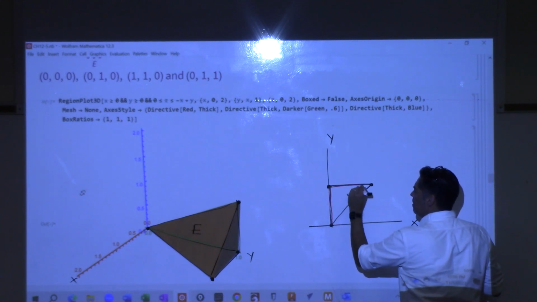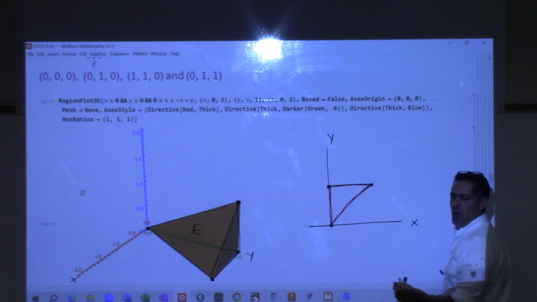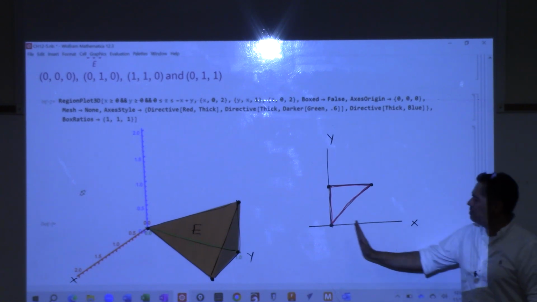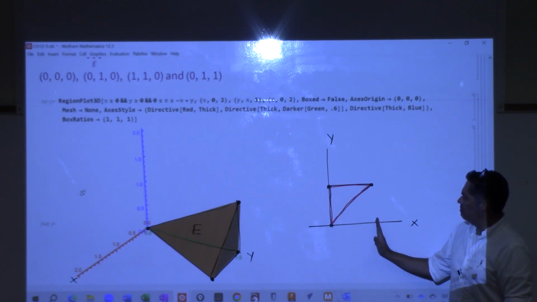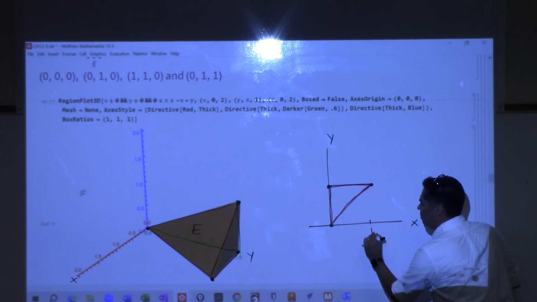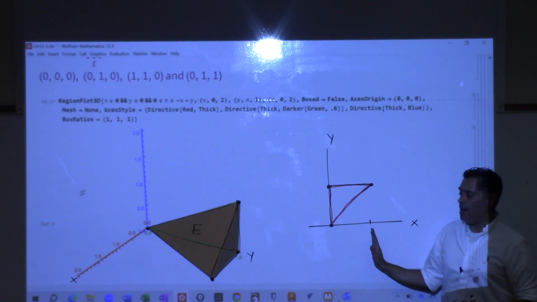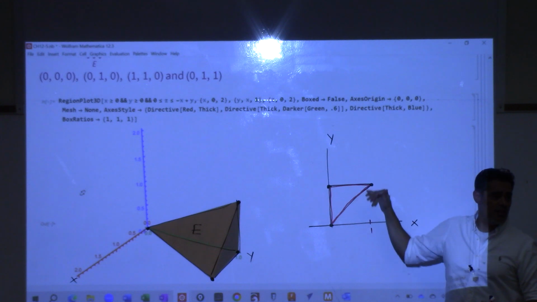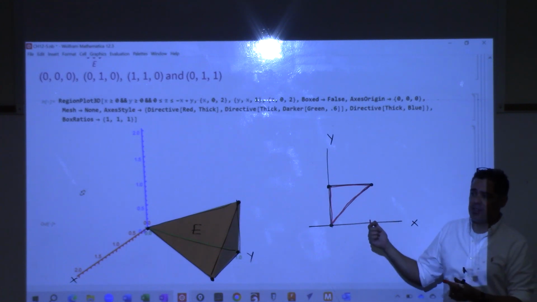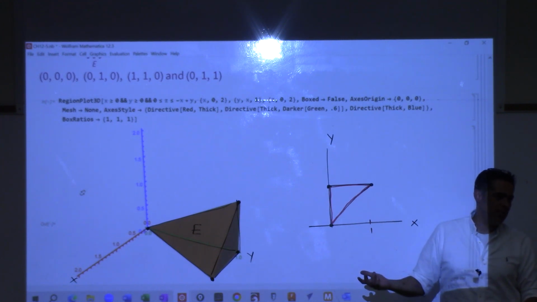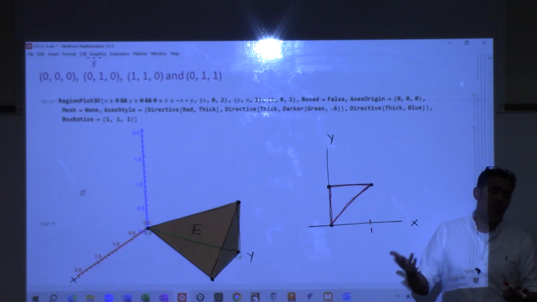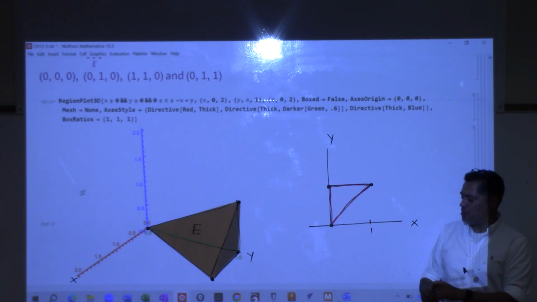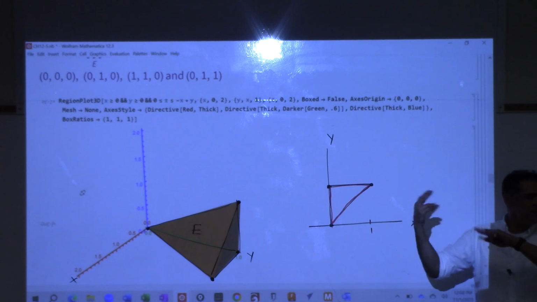Now look, isn't this a type 1 region? Aren't your x's between two constants? What's this constant here? 1? Aren't your x's between two constants? And are y's between two functions of x? Absolutely, I agree this is type 1. But you can also look at it as type 2. You can look at it either way with this one. I'm going to do type 2 intentionally so you can see the difference.